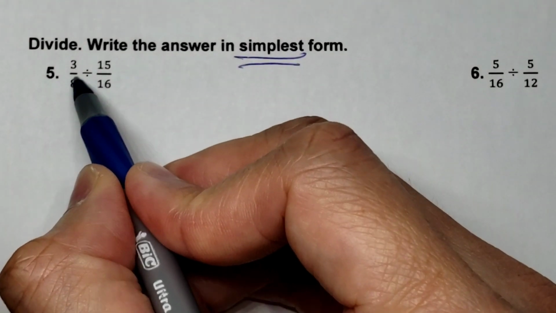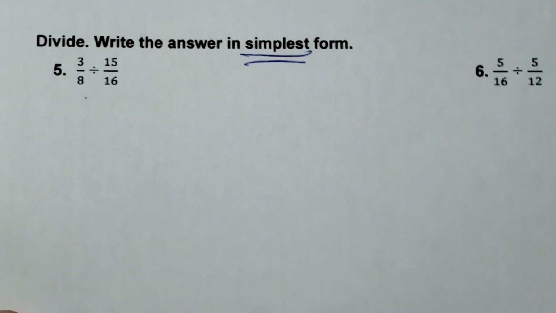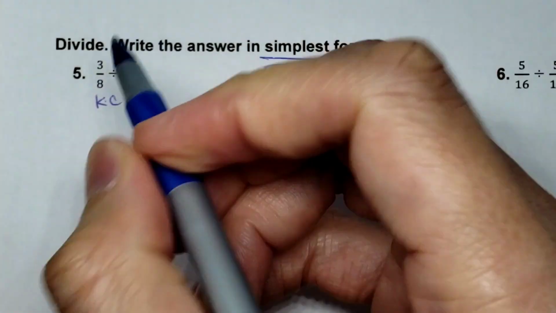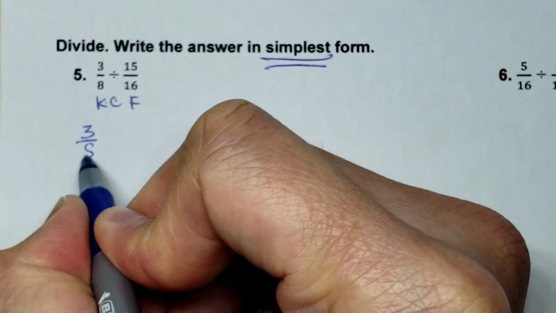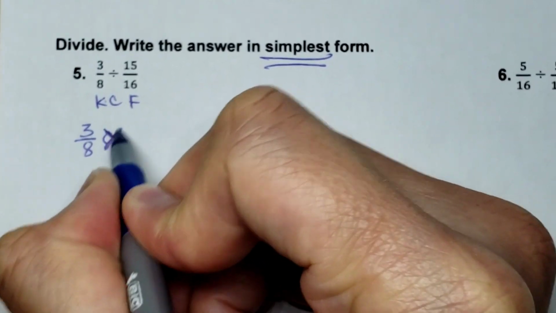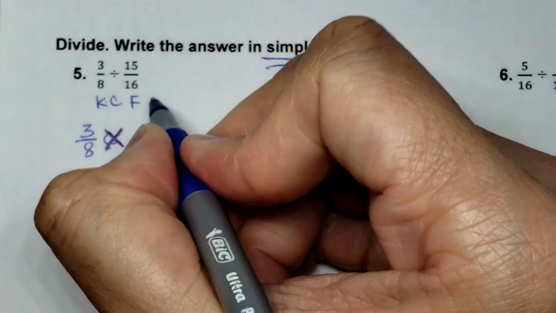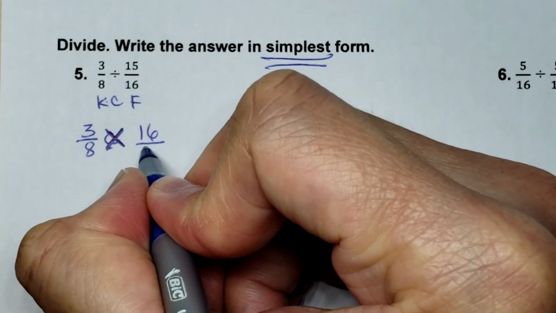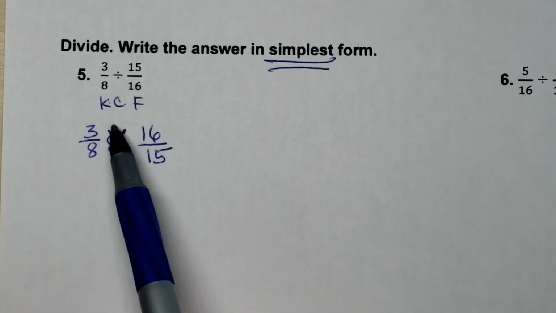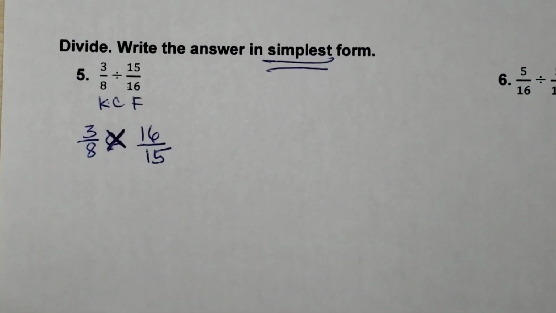Now, we've got 3/8 divided by 15/16. So again, we'll do keep, change, flip. We multiply the number by its reciprocal. So it's going to be 16/15. Now, there are two ways to do this.